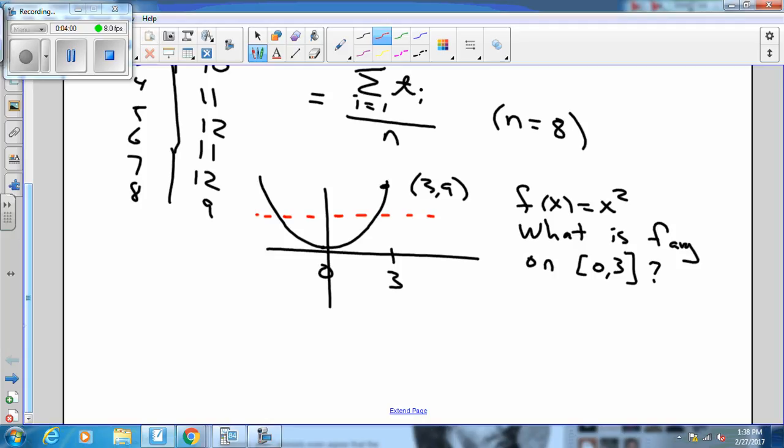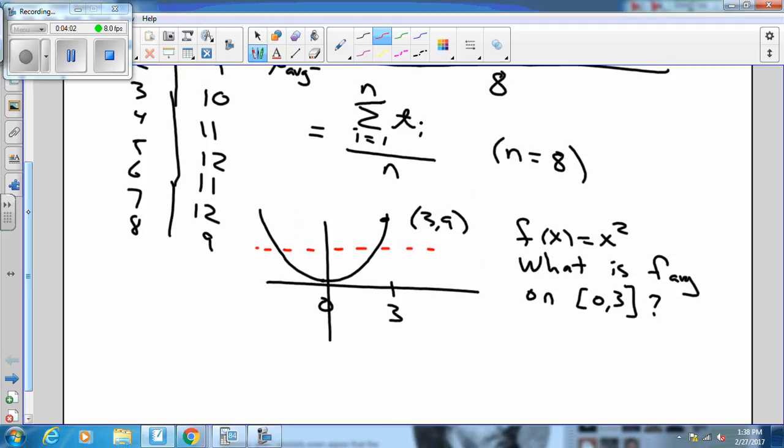But the problem that I have is that if I try to use this approach right here, how many different function values do I have on the interval 0 to 3? I have an infinite number of function values. So I cannot accomplish averaging by directly adding up 1 to infinity and dividing by infinity. What does that even mean, right? But I can use a limit.